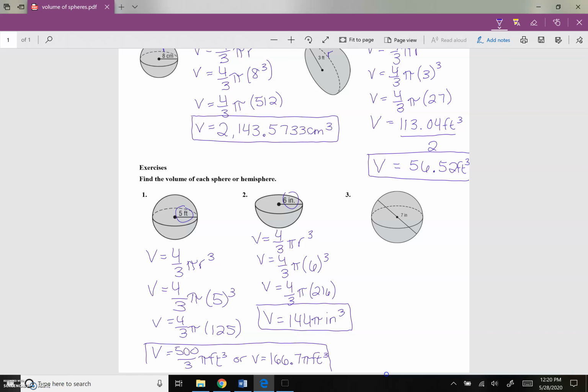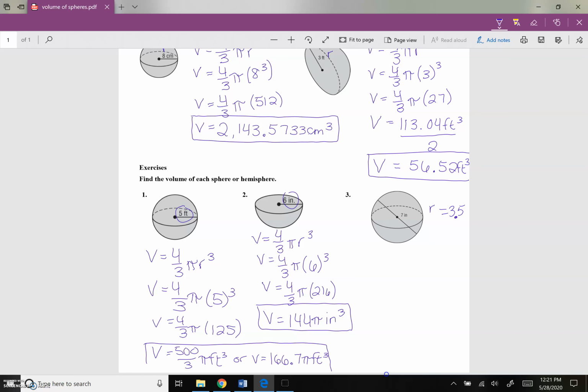Number 3 is looking a little different over here. Instead of our radius, we have the diameter. And remember from our area and perimeter units that the diameter is the whole width across the sphere or the circle, and our radius is halfway across. So we just need to take our diameter here, the 7 inches, and cut it in half. So half of 7 inches is going to give us 3.5. So that's going to be our radius.